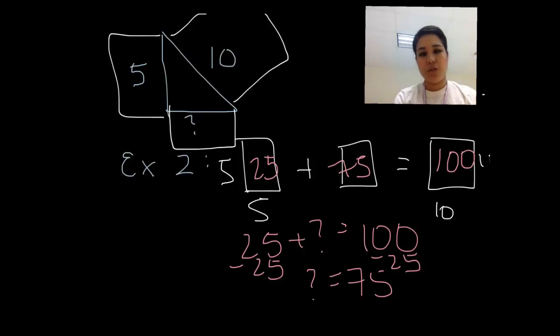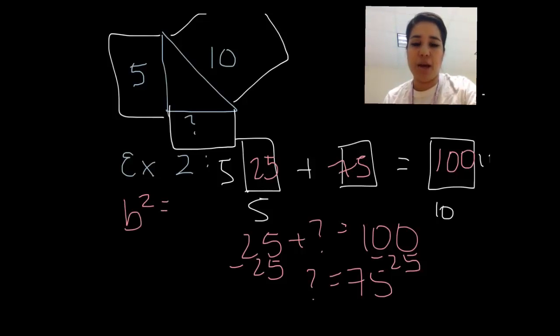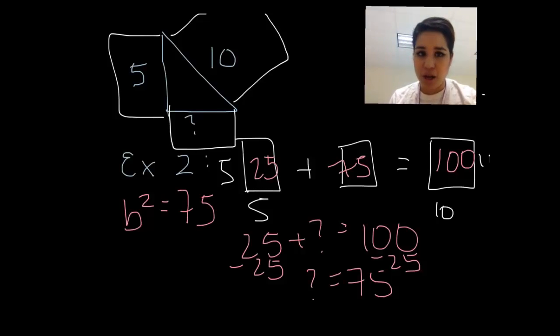Now here's where you need to look back at your question. What were they asking me to find? They weren't asking for the area. They want just B. What is B? So what is that side length? So just like the previous one, what we've just found right now is that the area, or B squared, is 75. Let's go ahead and solve for B.